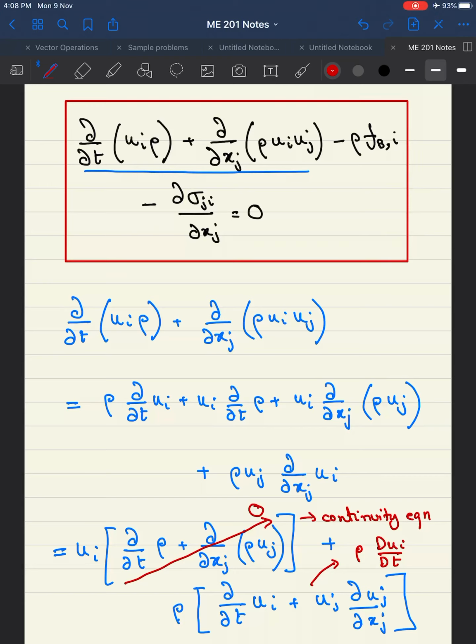I think I just made a small mistake here. Let me please correct that. This should be ui. And the first term is rho ui uj. Okay, so this looks right.